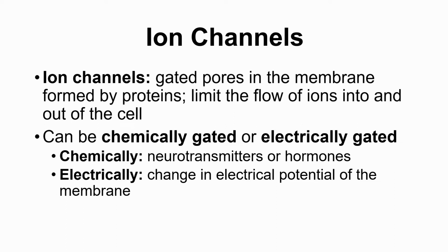Generally, they sit closed so that nothing can pass through, but they can be controlled by one of two means. Some of them are going to be chemically gated, which means that neurotransmitters or hormones can turn them on, can open them up. And some of them are electrically gated, meaning that a change in the electric potential of the membrane can cause them to open up. So that quality is what allows an action potential to happen, where a slight change in the electric potential of the membrane can cause all of a specific type of channel to open.